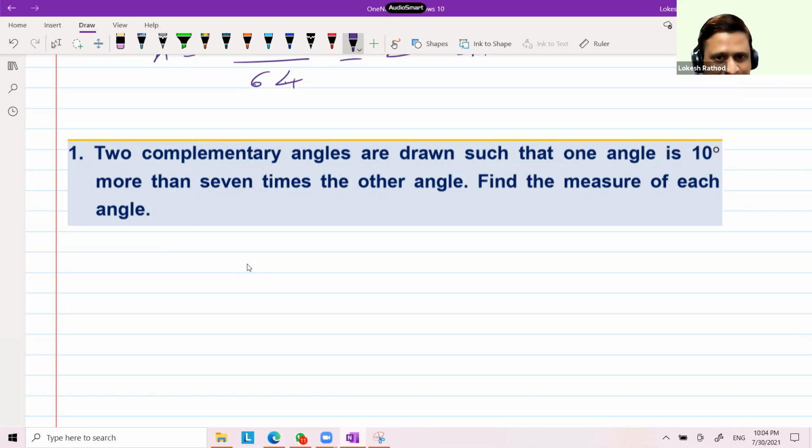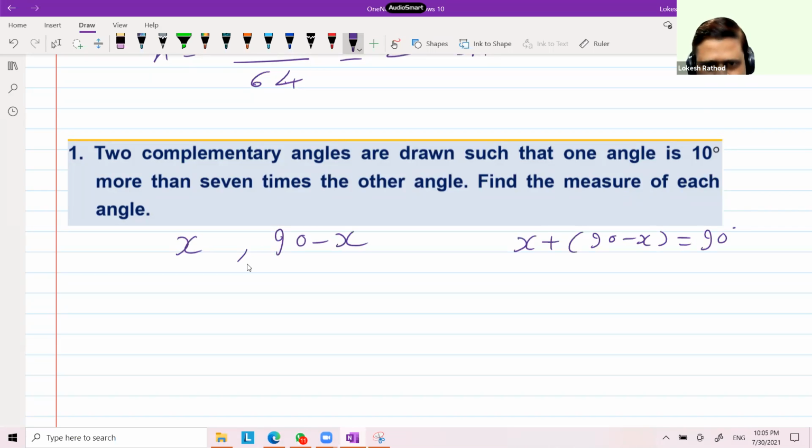So two complementary angles are drawn. Say one angle is x, the other angle is 90 minus x. Are you getting it? So their sum, x plus 90 minus x, is nothing but 90 degrees only. So if one angle is x, another is 90 minus x. So let's say these two are the angles, right?